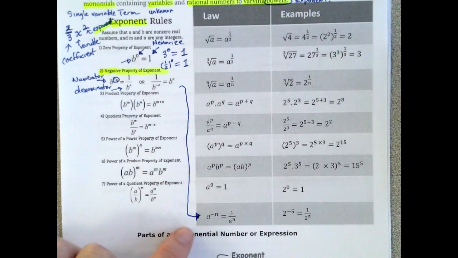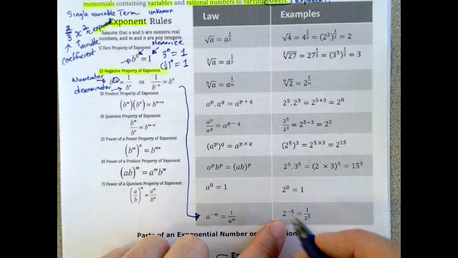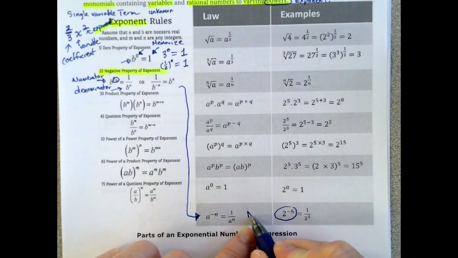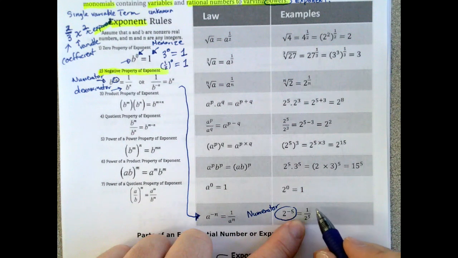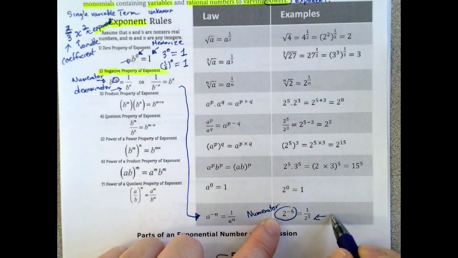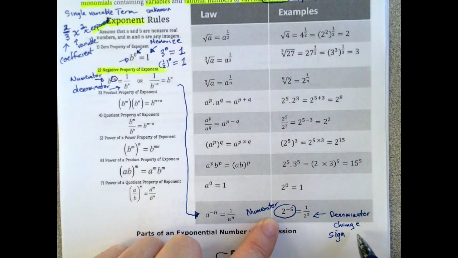So let's push that here. Draw this arrow right here. A to the negative n equals 1 over a to the n. Let's look at it as a real number. Again, this here, notice it's in the numerator. And now the 1 is in the numerator. We've pushed this entire number into the denominator. And then you can change the sign of the exponent or the power.